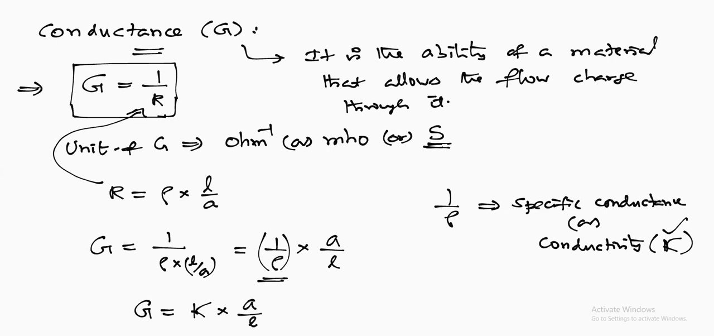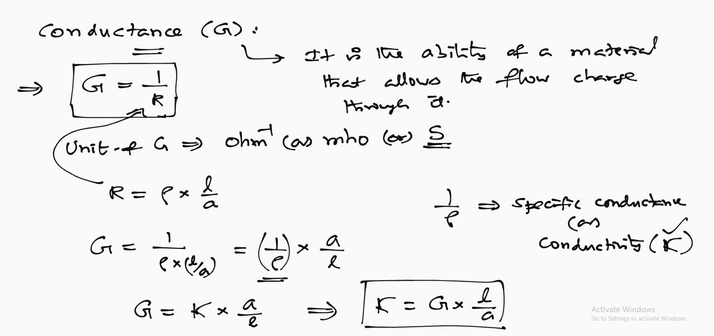Then what is kappa? Kappa is equal to G into L by A. Okay, students, note down. Where kappa is called conductivity or specific conductance of the material. Take down.